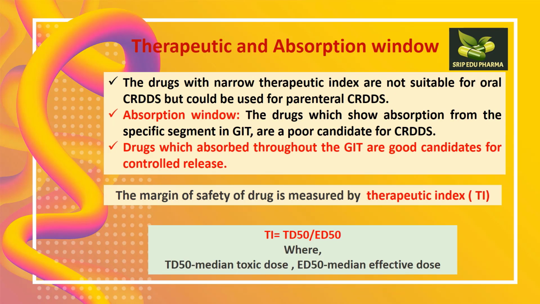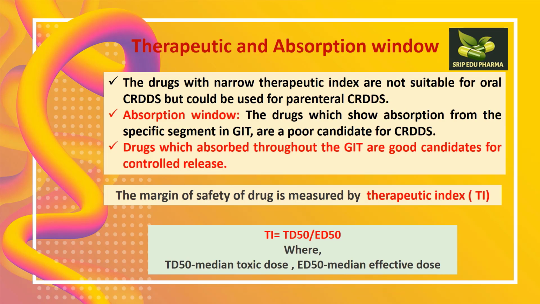Next parameter is therapeutic and absorption window. Therapeutic window is also termed as safety window, and it can be quantified by the term therapeutic index. And here we can see that therapeutic index is used to measure the margin of safety of the drug. When we see the formula, the therapeutic index gives the relationship between the dose of a drug that causes a lethal or toxic effect and the dose that causes the therapeutic effect. So this is also called the therapeutic ratio.